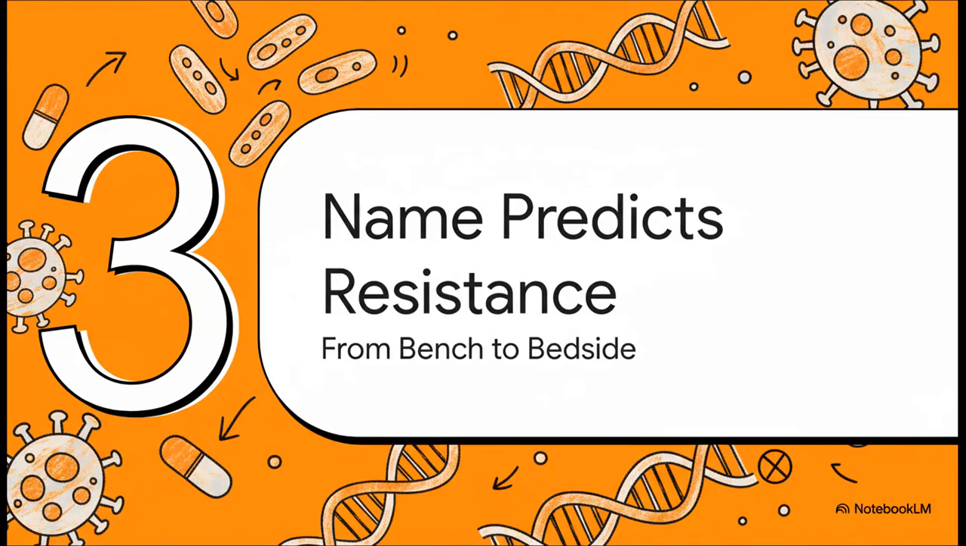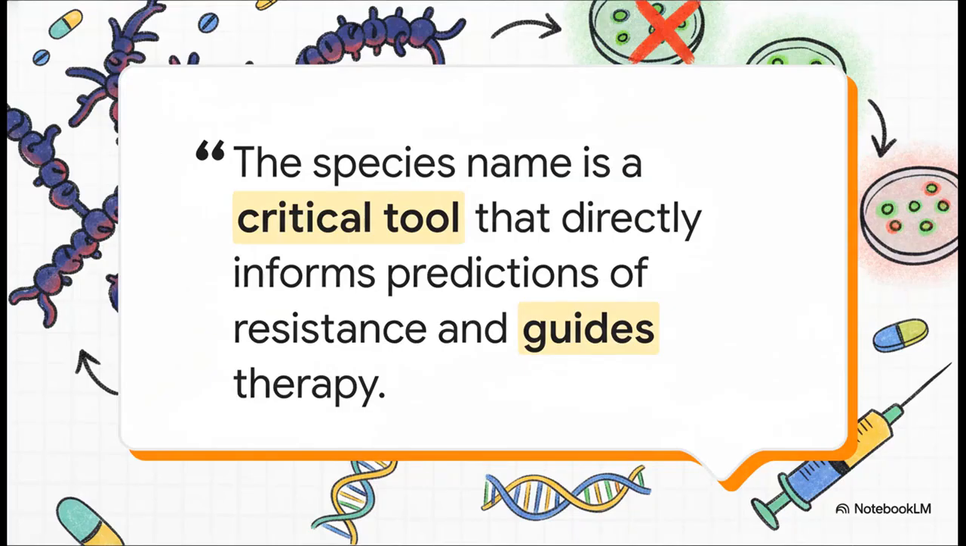Okay, and this brings us to maybe the most critical connection in this whole story. Why does getting that specific species name matter so much? Because the name itself has become an incredibly powerful tool for predicting the organism's antibiogram. I think this quote just says it all, doesn't it?